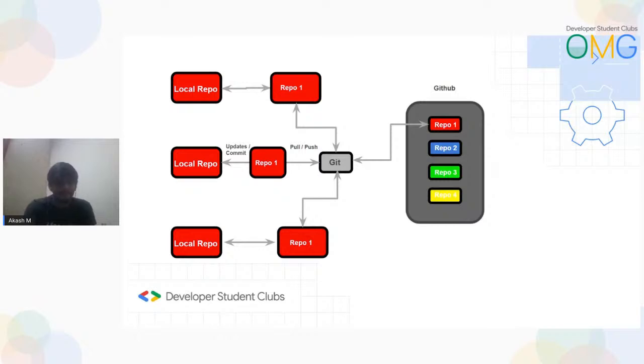So in this case, Git is used to connect the main server and the local repository to push and pull the code, make commits and updates, and make changes to the code base.